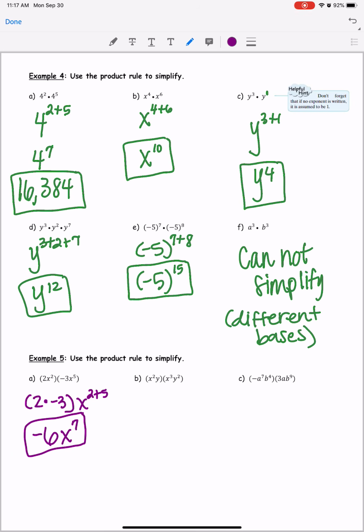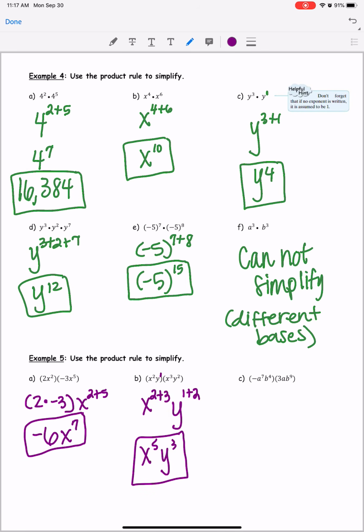Okay, now this one has multiple bases, but it's still the same thing. Combine your x's together. So I've got x to the 2 plus 3. And then y, remember there's a 1 here, 1 plus 2. So we get x to the 5th, y to the 3rd.